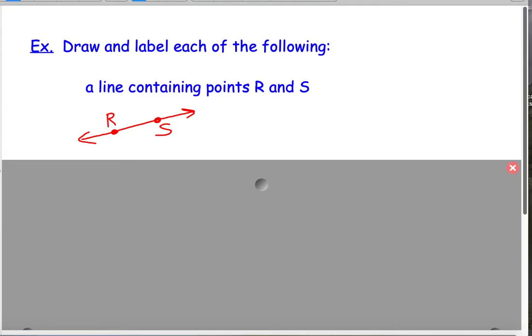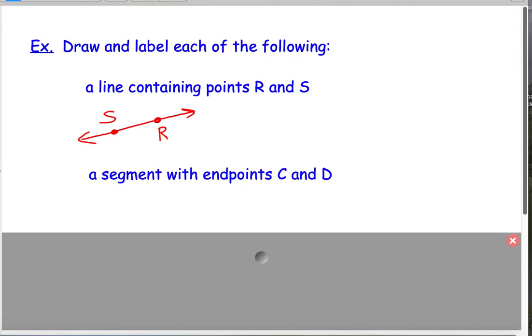Okay, we're drawing a picture of it. We're not writing the notation for this. And it doesn't matter if you put the R here and the S here. That's fine. Now I'd like you to draw a segment with endpoints C and D. So pause, draw a segment, and label it. Okay, so a segment has 2 endpoints. There's a whole bunch of points in between, but we don't need to label those. And the endpoints are C and D. It doesn't matter which one you call C and which one you call D.